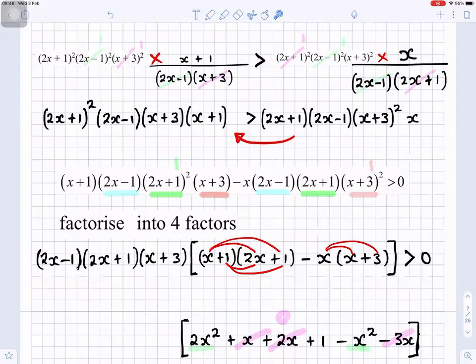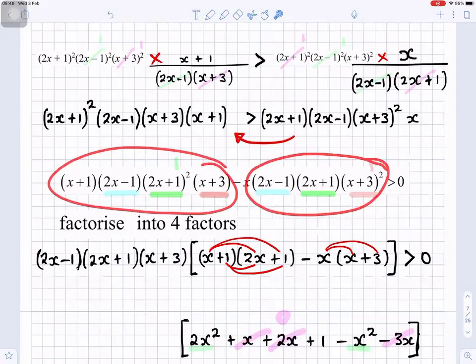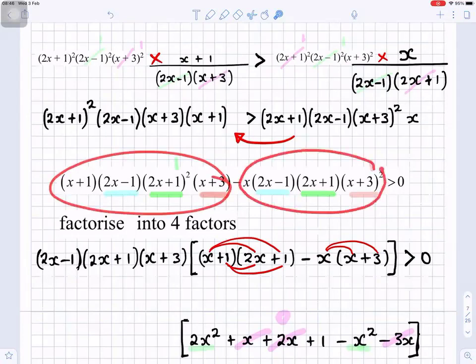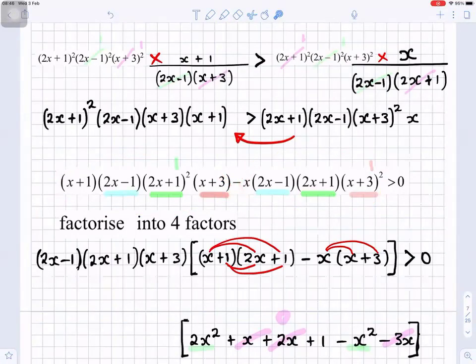Now we want to factorize. You look at everything on the left term and everything on the right term and look for what is common. I've put them in colors. You can see 2x minus 1, 2x minus 1. So 2x minus 1, 2x minus 1, you take it out of the bracket and put it here.